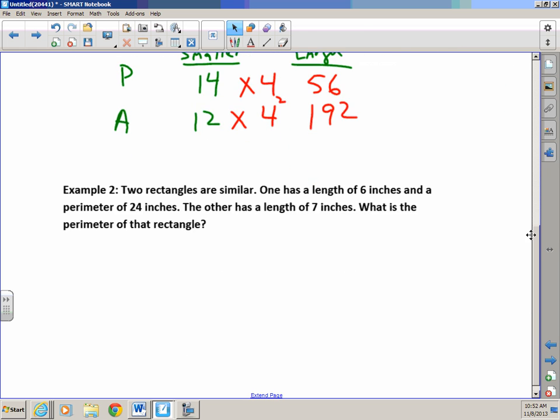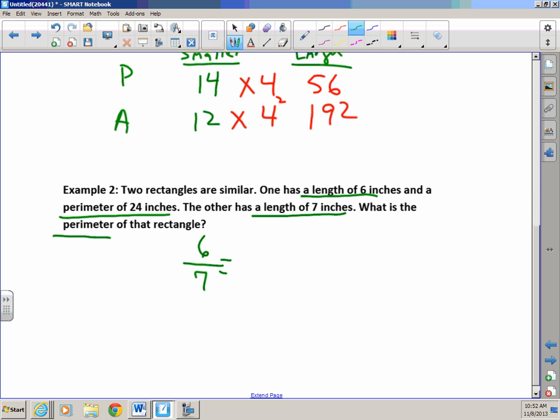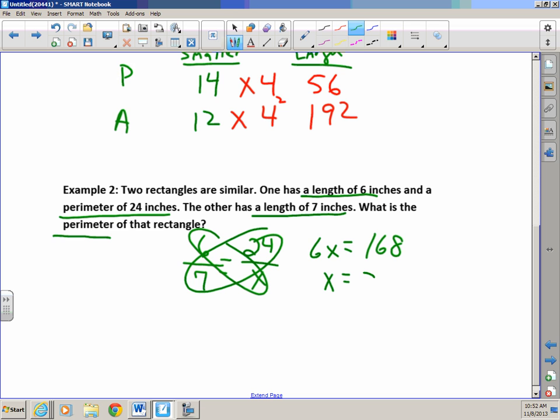Example 2. Two rectangles are similar. One has a length of 6 and a perimeter of 24. The other has a length of 7. What is the perimeter of that rectangle? Well, length of 6 compared to a length of 7, perimeter of 24, an unknown perimeter. I can set up a proportion because everything is proportional. So 6 is to 7 as 24 is to the unknown. Cross multiply. 6x equals 168. So the perimeter of the other is 28 inches. Okay?